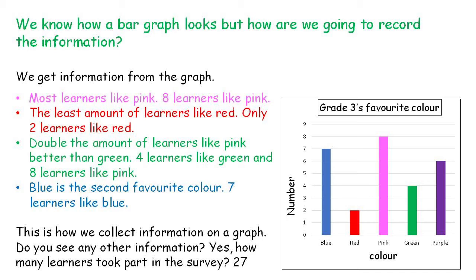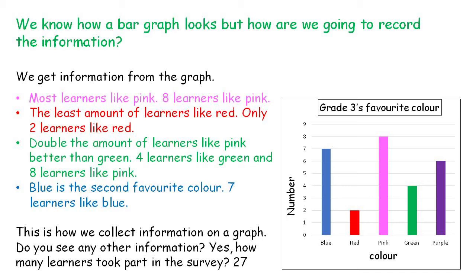Now the first thing we can clearly see is that most learners like pink, because we can see it's 8, which is the highest. The least amount of learners like red, because it's the lowest bar and it's only 2. Double the amount of learners like pink than green, because the green is only up to 4 and the pink is up to 8, and 4 doubled gives us 8. So pink is double the green learners.